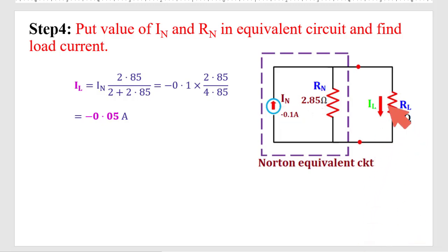Using the similar process, current in this path is equal to opposite side resistance divided by summation of these two resistances, multiplied by main current. So ultimately we got IL is equal to minus 0.05 ampere. This is the answer. Here I got load current is minus 0.05 ampere. Now checking whether the result is correct or not.